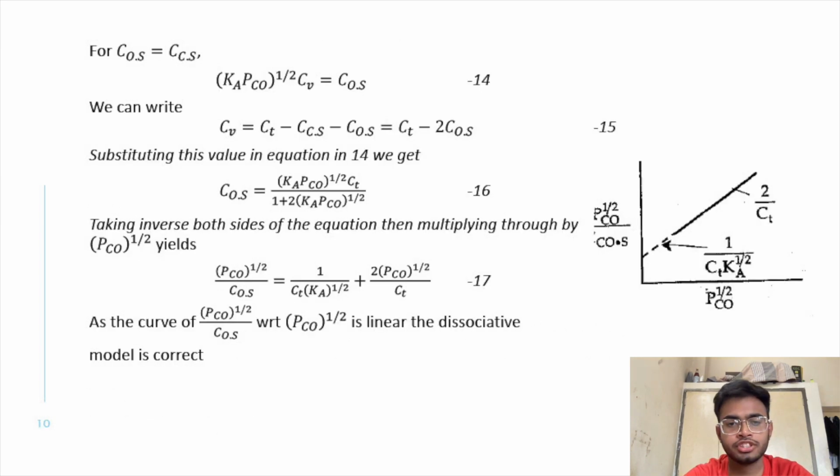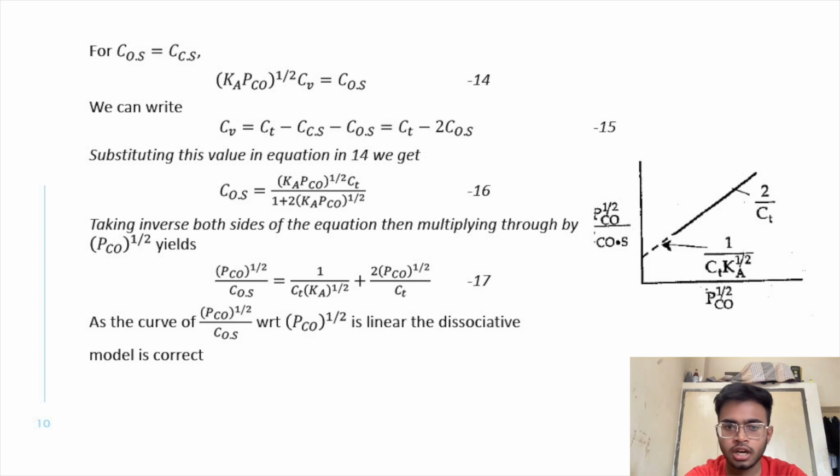Substituting the values of equations 14 and 15, we can obtain the concentration of oxygen as the rate constant A into the partial pressure of carbon monoxide under the root, into the total concentration, upon 1 plus 2 times the rate constant of A into the partial pressure of carbon monoxide under the root. And then further simplifying equation 16, we can obtain equation 17.